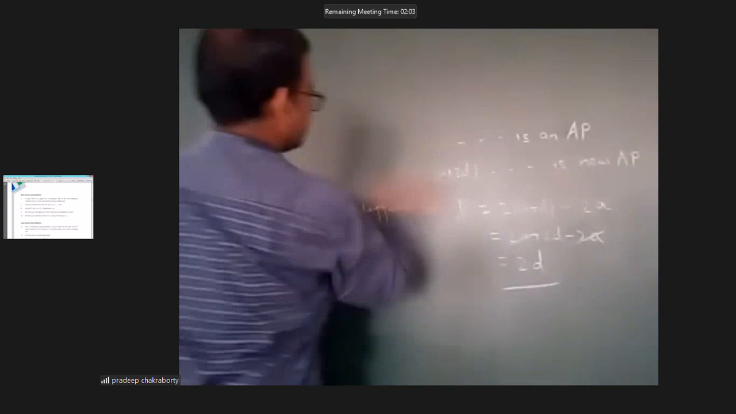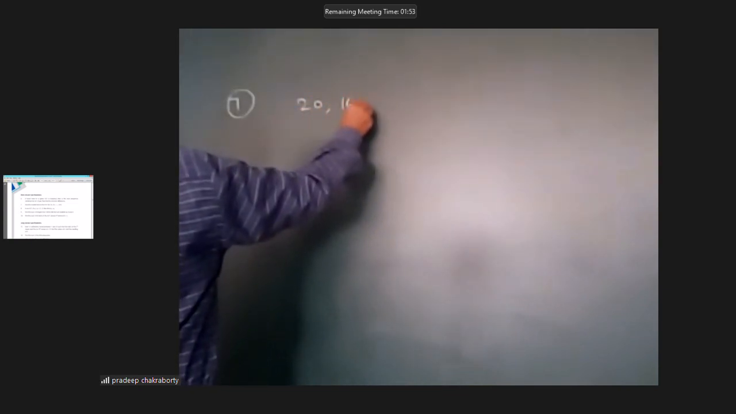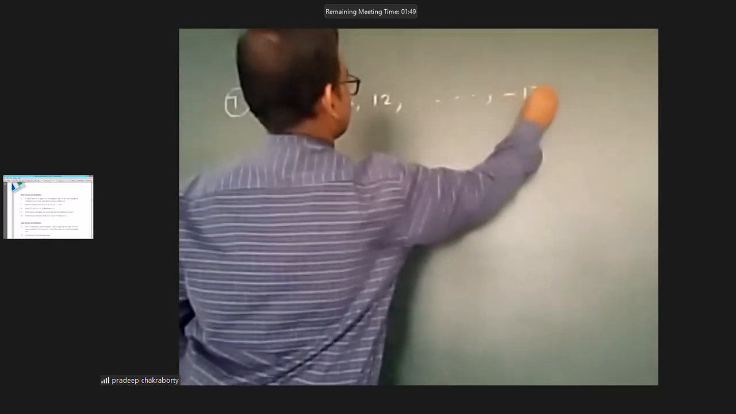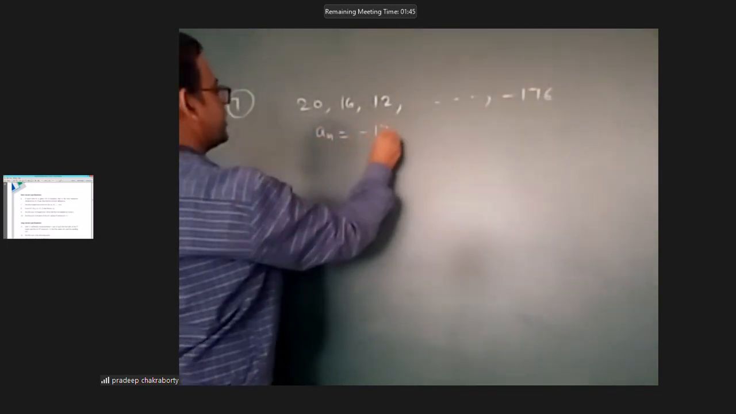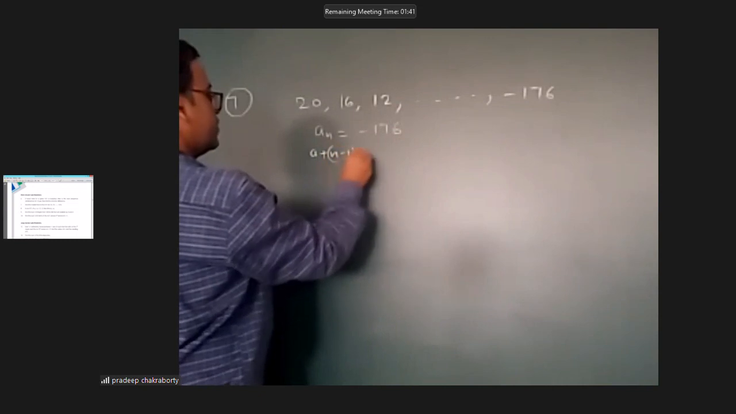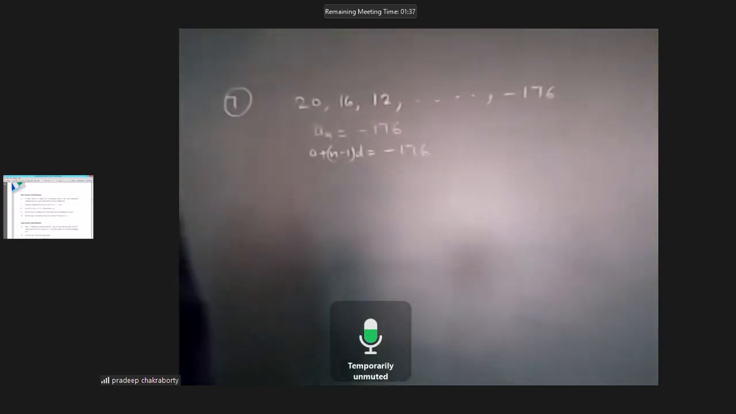Okay, let's see. Question 7. The AP is 20, 16, 12, and the last term is 176. So we take a and 176, a plus n minus 1 times d. Sir, the class is about to end, please send a photo of this. 176.